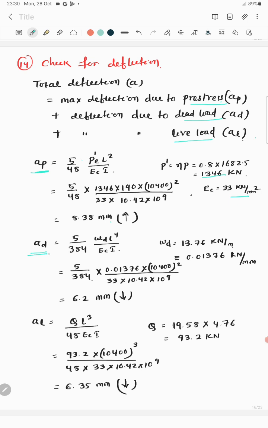Since the dead load is a uniformly distributed load, the expression is 5 by 384 WD L to the power 4 divided by AC into I. So just put all the values here. Dead load we have already calculated, that is 13.76 kilonewton per meter. If you take all the values in kilonewton and mm, it will be 0.01376 kilonewton per mm, and length is 10.4 meter, then AC 33, EI 10.42 into 10 to the power 9. So the deflection due to dead load is 6.2 mm, which is downward.